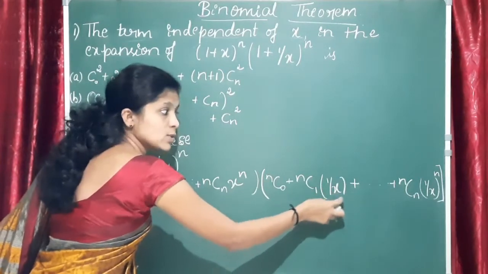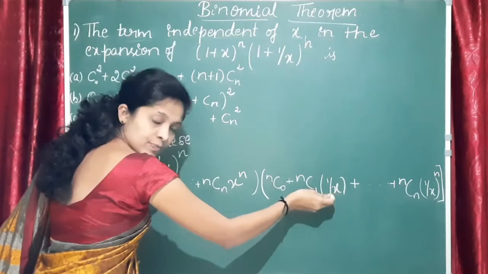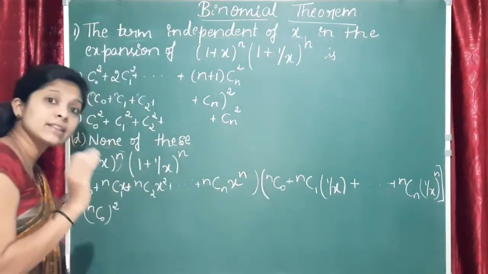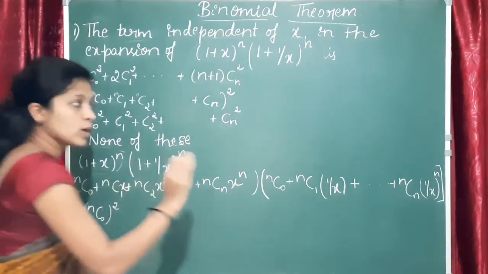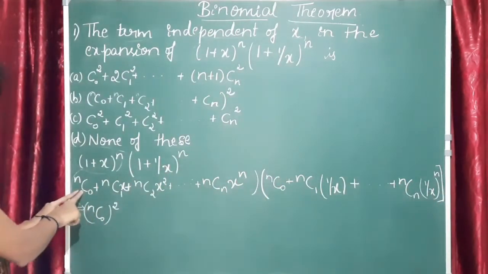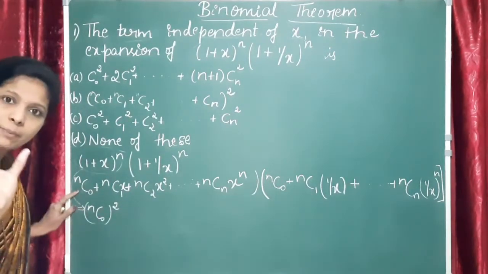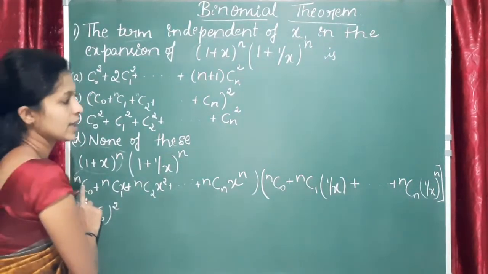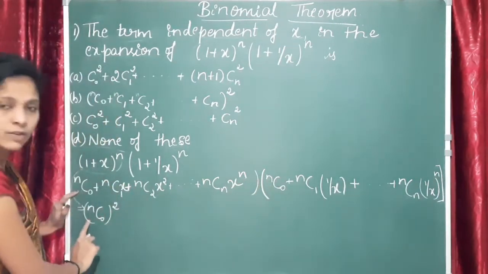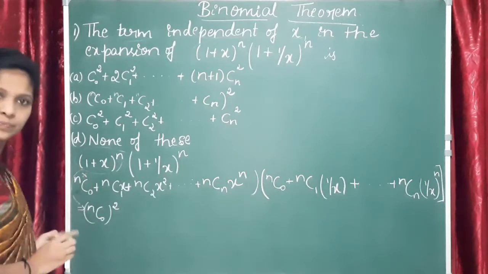Means the term is not independent of x. Obviously, x will be there, so I cannot write it. Is it clear? I am finding the term independent of x. Whatever the next elements are, if you multiply with NC0, obviously we'll get a power of x. So only the term independent of x will be the first term, NC0 and NC0. So it will be NC0 whole square. So we are done with this.